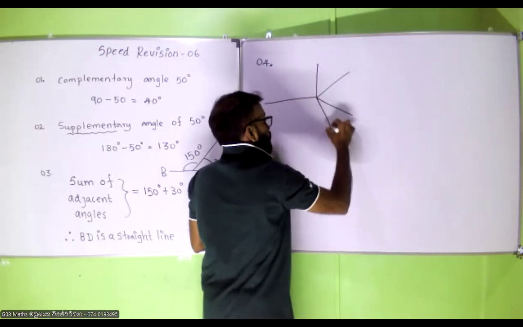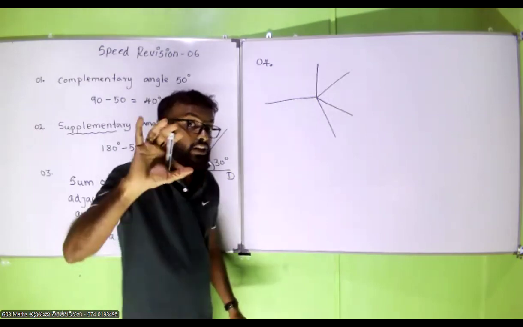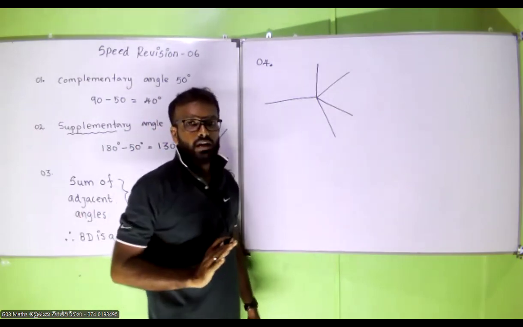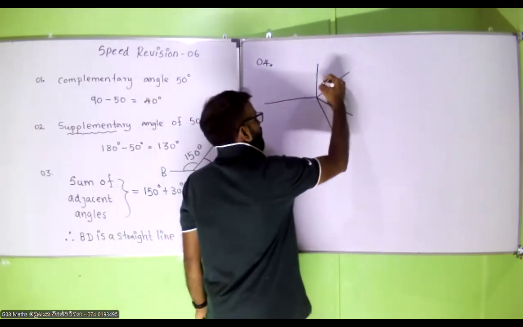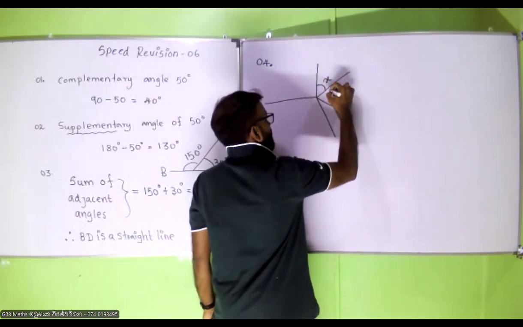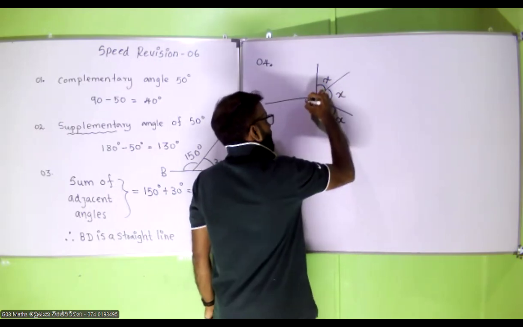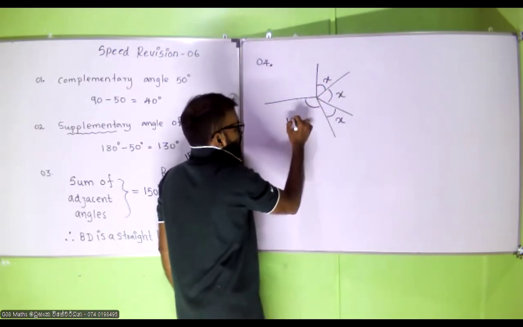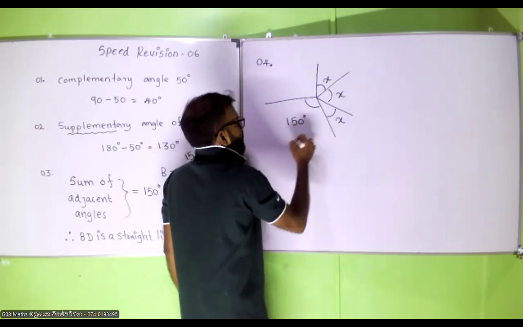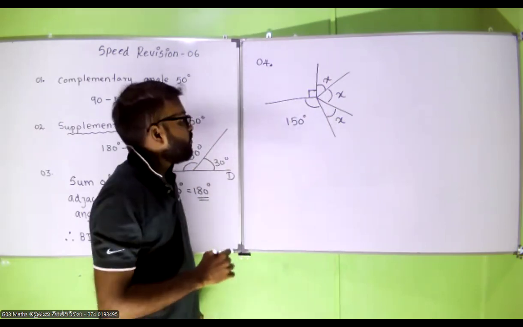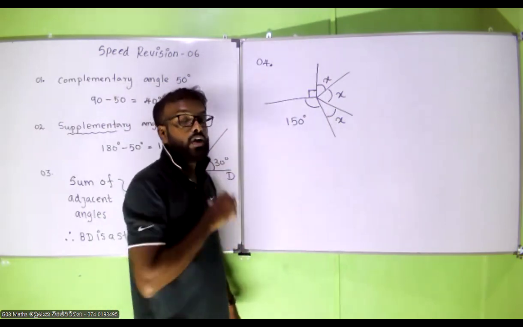Today, if you are able to do this within 5 minutes, you are perfect. Super. In the exam, no need to worry about the questions. This is x. This is x. And they have given this angle is 150 degrees. And this angle is 90 degrees. So they are asking you to find the value of x.